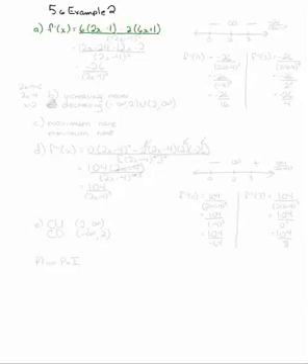So f prime g minus g prime f all divided by g squared. Work that out a bit. And there's our first derivative.